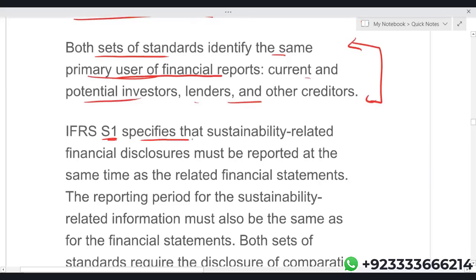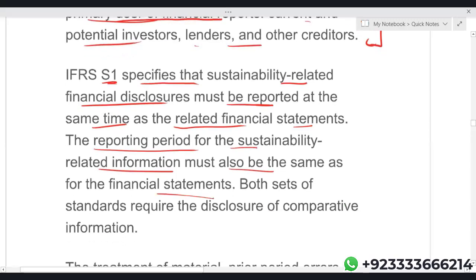S1 specifies that sustainability-related financial disclosure must be reported at the same time as the related financial statements. The reporting period for the sustainability-related information must also be the same as for the financial statements. Again, an important point: if someone says that the reporting period for sustainability and other standards is different, the answer is no, it is the same.